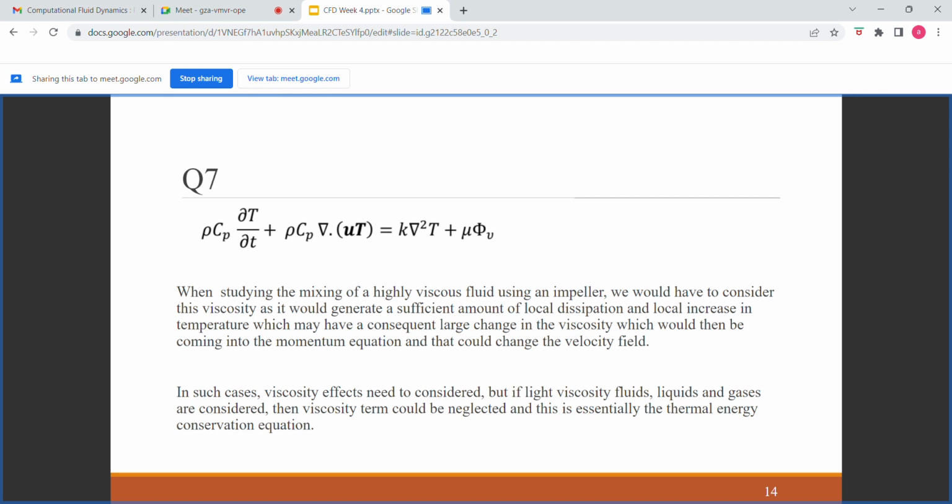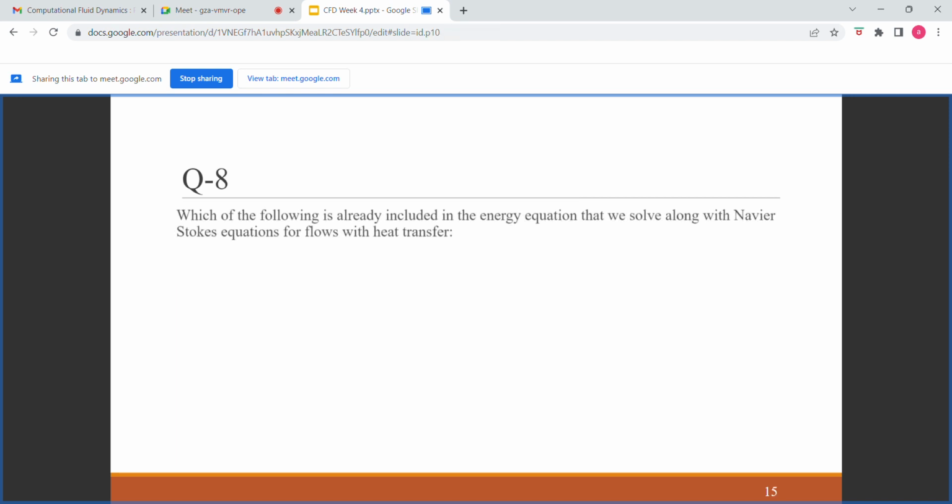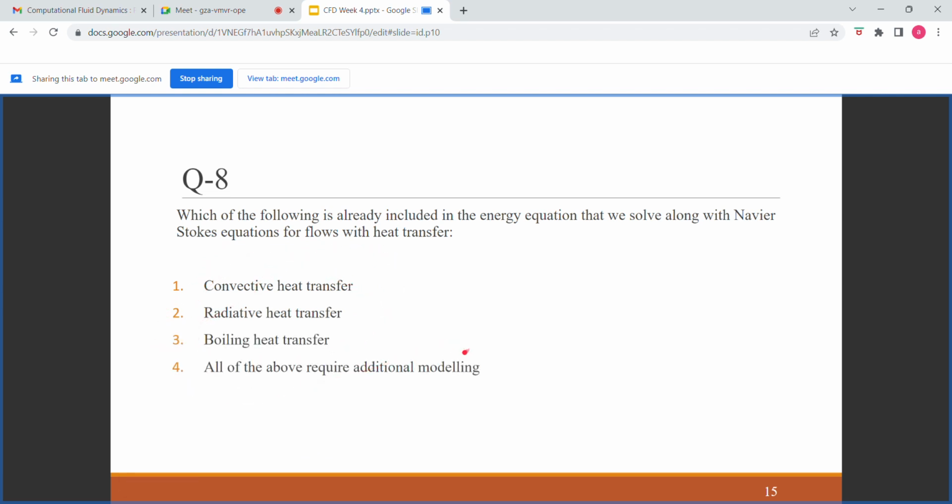So we'll move on to question 8. In question 8, it is asked which of the following is already included in the energy equation that we solve along with the Navier-Stokes equation for flows with heat transfer: convective heat transfer, radiative heat transfer, boiling heat transfer, or all of the above require additional modeling.